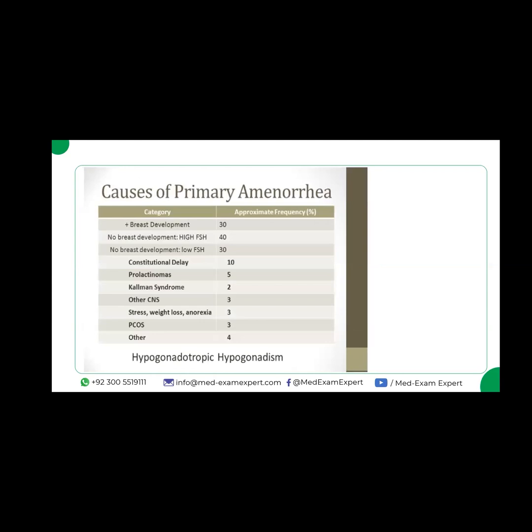So this table also shows the different incidence of primary amenorrhea. If the patient has primary amenorrhea with breast development, 30% frequency is there, 40% frequency if there is no breast development along with high follicle stimulating hormone, 30% if the follicle stimulating hormone is low along with no breast development, 10% of the people have constitutional delay. Prolactinomas, the most important cause of secondary amenorrhea, are present in 5% of the population. Kallmann syndrome in 2%. Other CNS disorders, as well as stress, weight loss, anorexia, and PCOS, account for 3% of the cases.